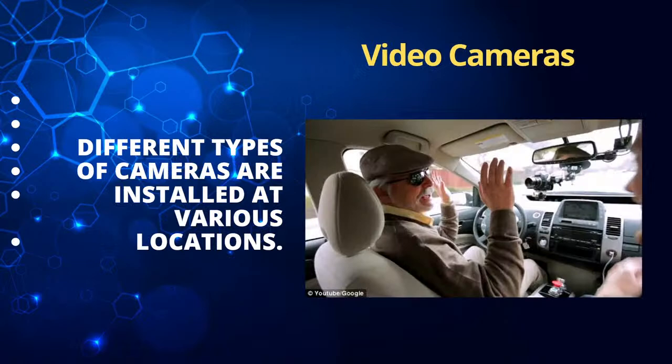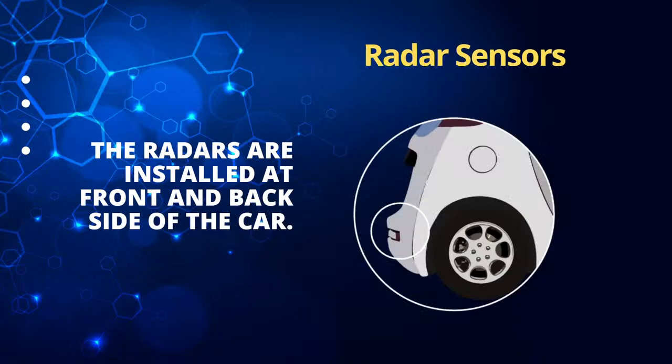Then video cameras, different types of cameras are installed at various locations. There are cameras that monitor people inside, and there are 3D cameras and 2D cameras that are pointed to the outside to recognize different things like humans or objects or road signs or signals. So all these can be done through cameras. Then the radar sensor. The radar is implemented here on the rear of the vehicle. The radars are installed on the front and back side of the car, so there we can find the radar sensors.